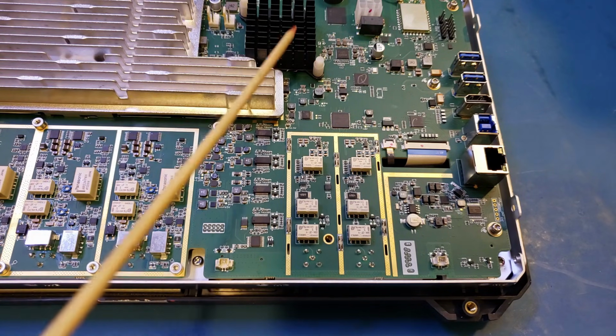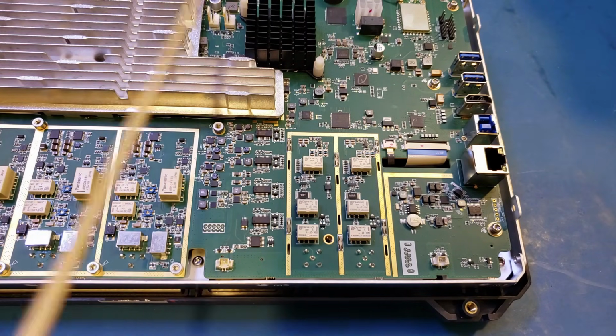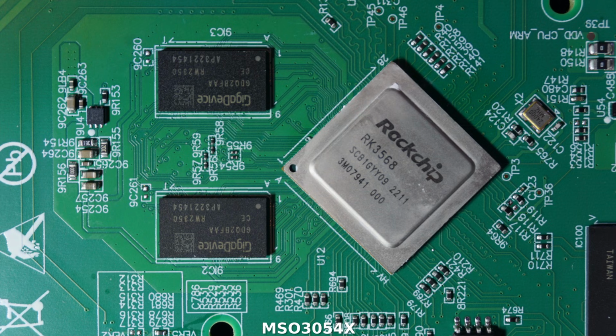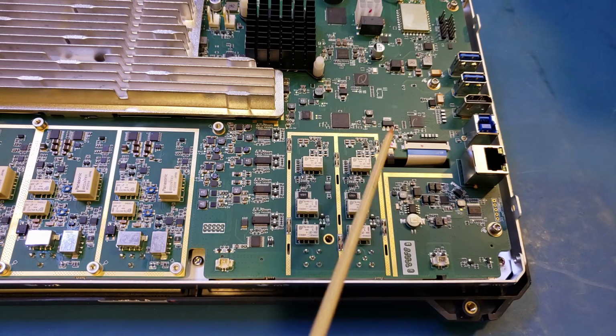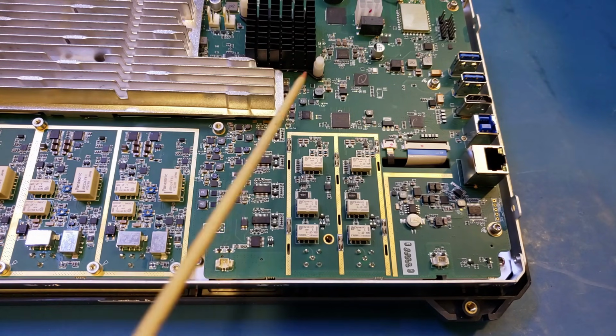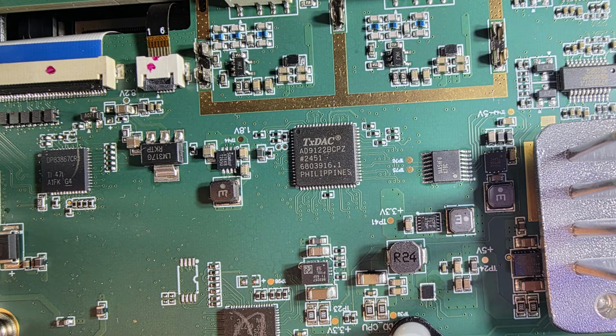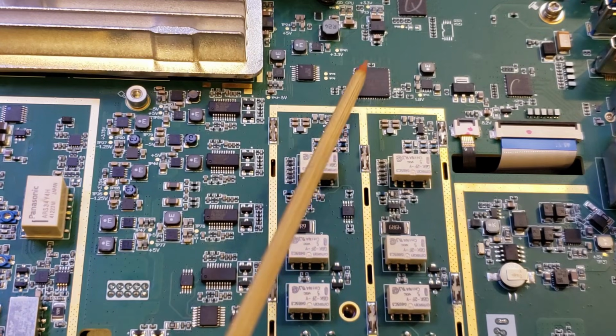Now, this heatsink here, I don't think is for the FPGA, because if you remember from our teardown of the 3000X series, the chip here is actually a ROC chip, RK3568 SoC. Although there's some change, of course, we can't find the output FPGA here. That's presumably under the heatsink, but we do have the same DAC here. The output DAC is an 809122, which is the same as what is used in the MSO3000X series. It's a dual-channel 16-bit digital-to-analog converter chip.